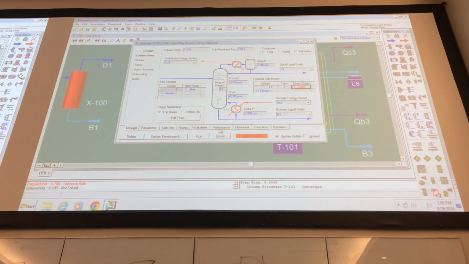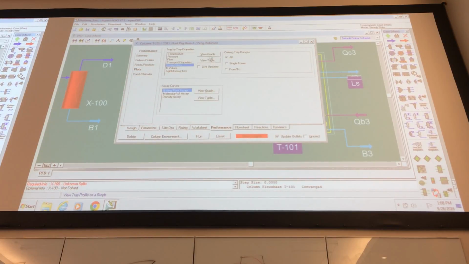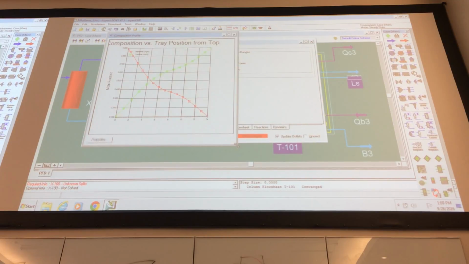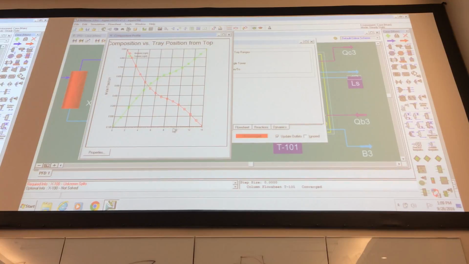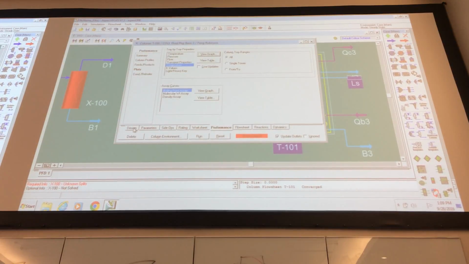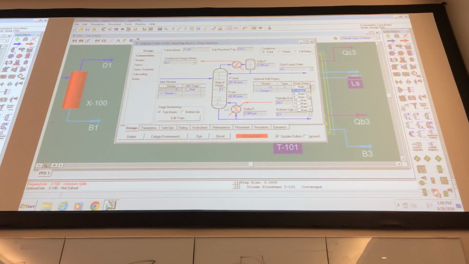Let's take a look at composition really quick. Let's say for some reason you wanted to pull it out at tray 8, I don't know, to get roughly 40%. Let's do tray 7, 40%. Actually, you wouldn't want to do that because that's your feed, right? Let's say 10, just for fun. 10, okay? Just like that.